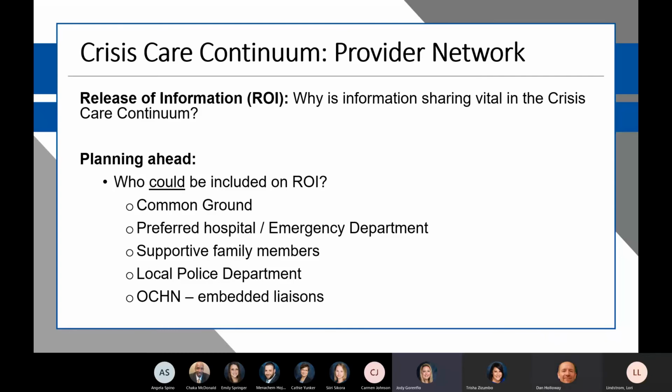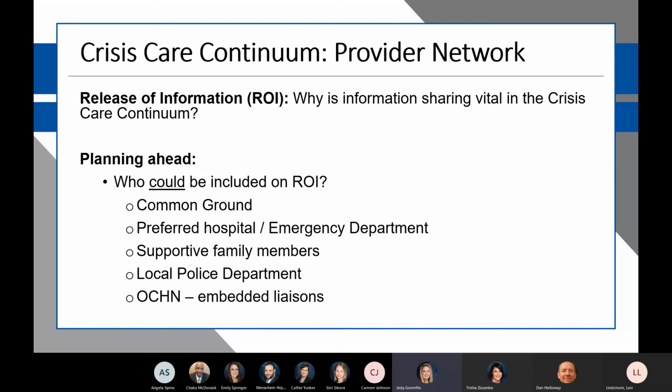And since we're the PIHP, we're included in those ROIs. So you might be receiving calls. Some of you may have already received calls, but you may be receiving calls in the future from a liaison who is just trying to provide you with the information that you need about an individual on your caseload.